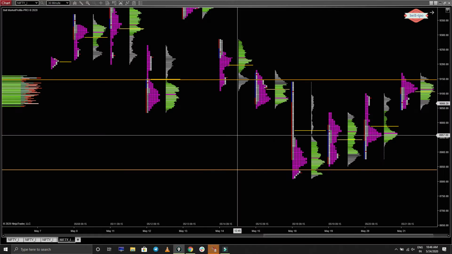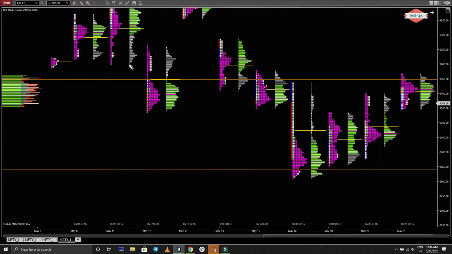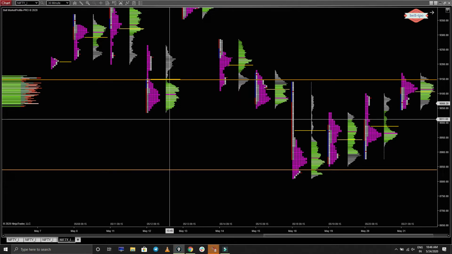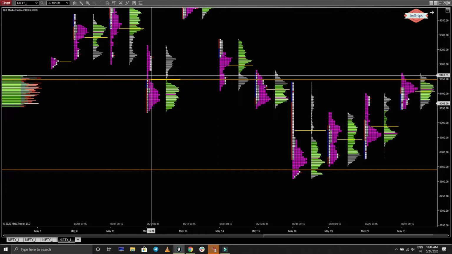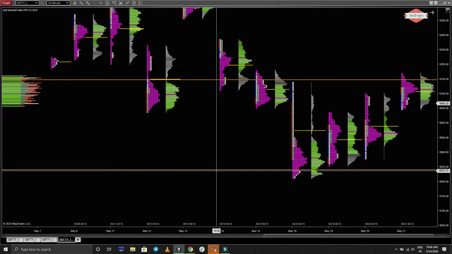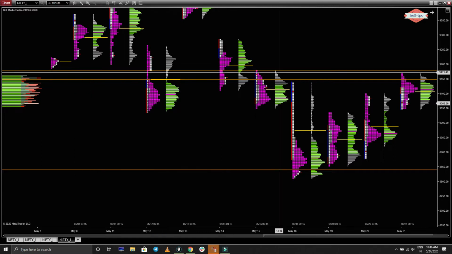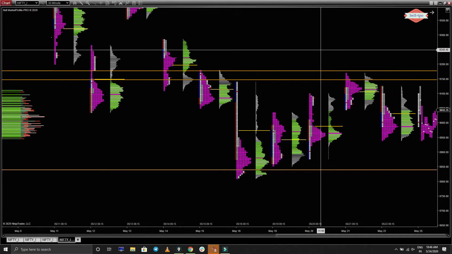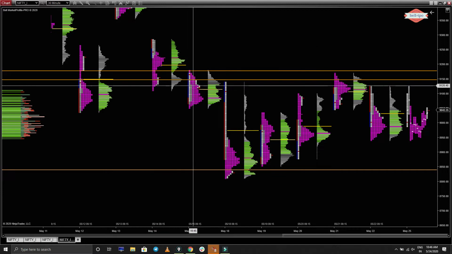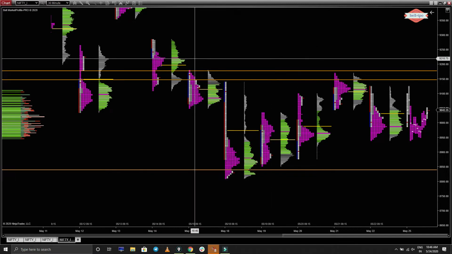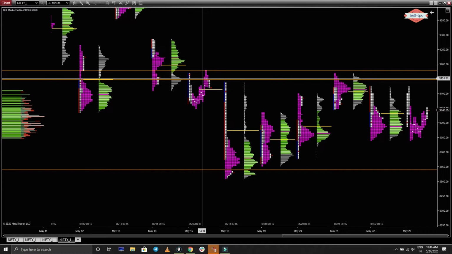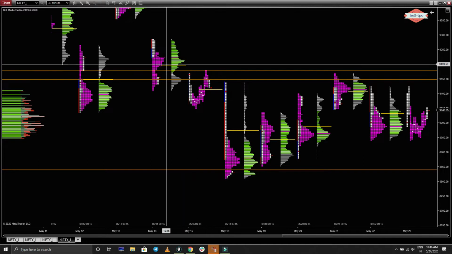Now coming to the topic, here we can see the single print zone which is present. This area is a very important area. Whenever the price comes near this single print zone, we will see some rejection. See here, the price is trading over here, and we got a rejection here. Exactly here you can see, single prints play a very important role.